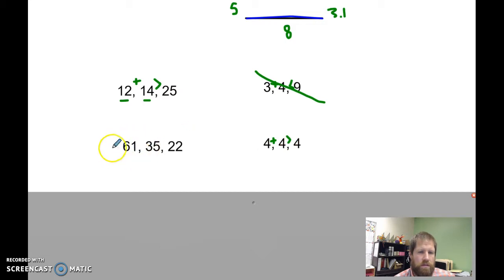And now you've got to make sure that you're looking at them in the right order. This is the longest side. These are the smallest ones, so it should be 35 plus 22, which is 57. 57 is less than 61, so this cannot be a triangle.